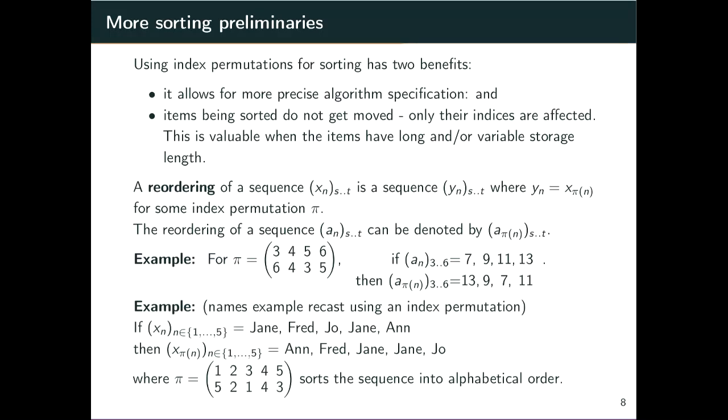And just another example here that we did before. I think this might be just a typo, sorry. So we've got our sequence, Jane, Fred, Joe, Jane, and Anne, and we have our permutation, where our index set is this. So this is the reordering that we've done, and I'm just showing you what the permutation is.